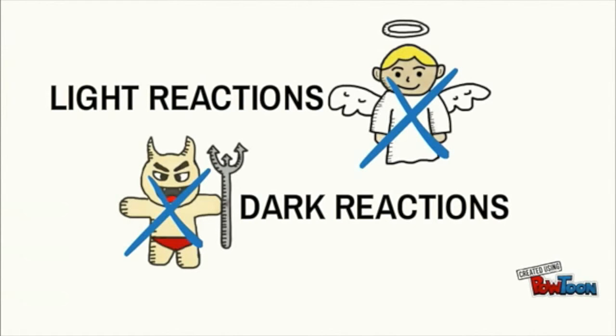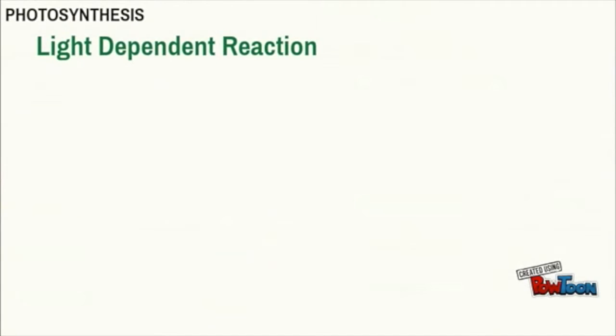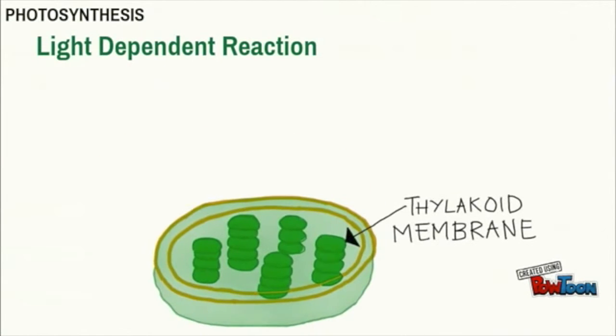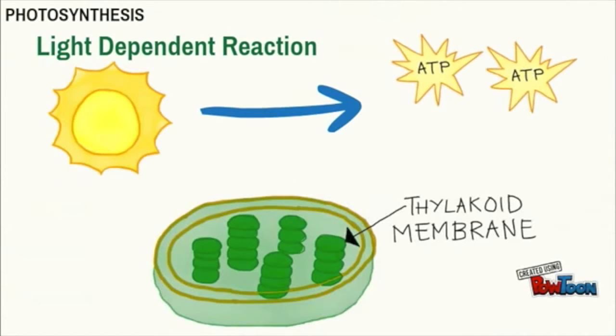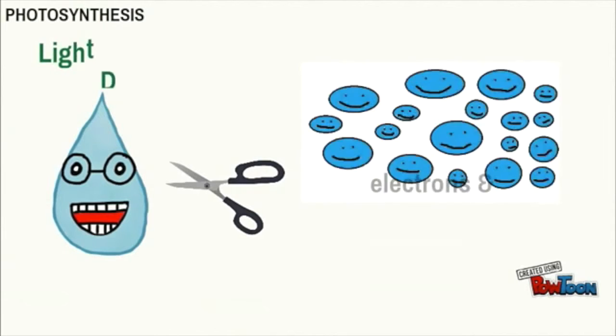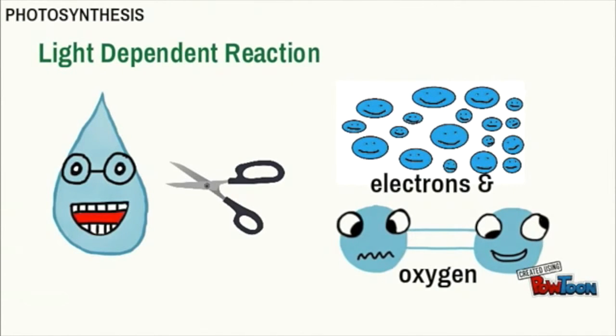But this isn't like good versus evil. The light-dependent reaction happens in the thylakoid membrane and converts light energy to chemical energy stored in both ATP and NADPH. During this reaction, water is split so that you get electrons and oxygen.